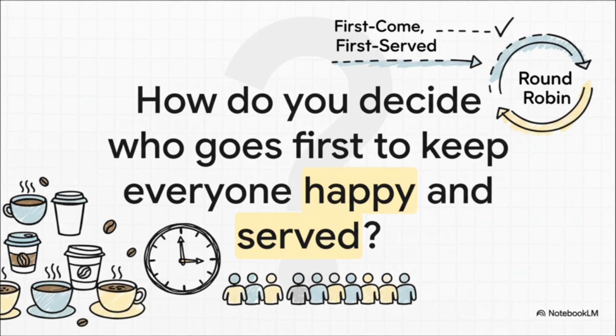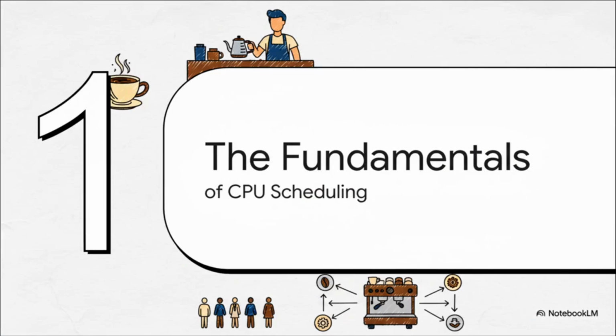Imagine you're running a super popular coffee shop, right? The line is out the door. But you've only got one espresso machine. How in the world do you decide who goes first? Do you help the person who's been waiting the longest? Or maybe the person who just wants a quick, simple order? And believe it or not, that coffee shop problem, it's the perfect way to think about what your computer's operating system is dealing with thousands of times every single second. It is a constant, high-stakes balancing act.